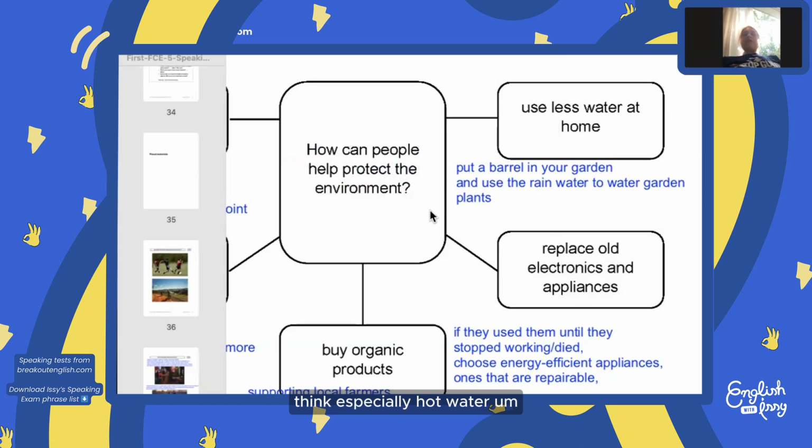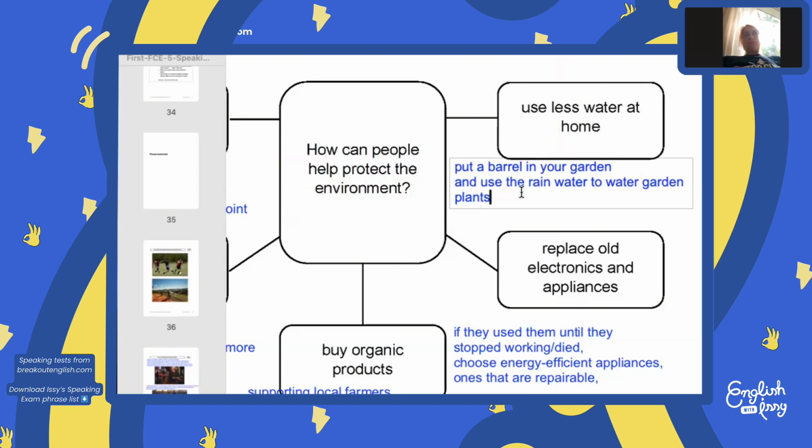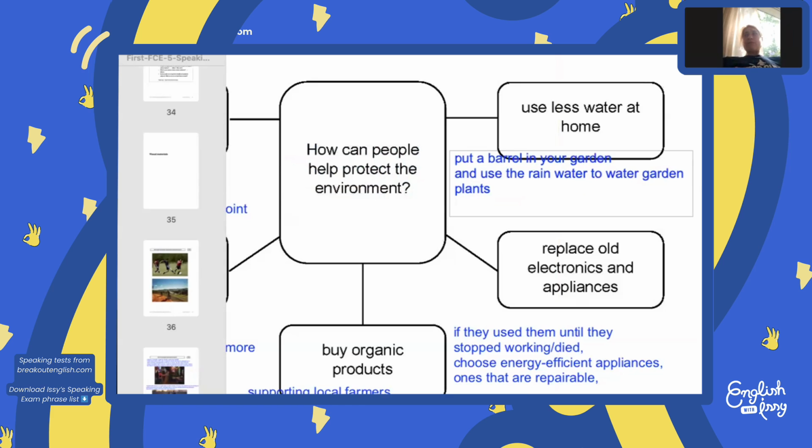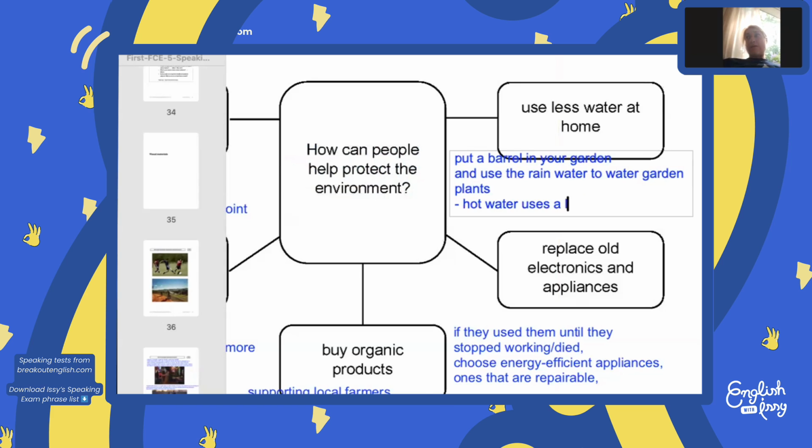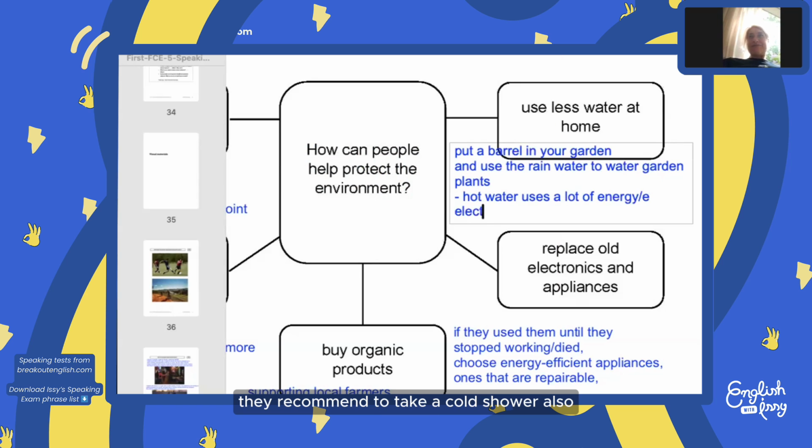I think especially hot water, you use a lot of fuel, or I don't know, electricity, energy. So maybe that's why they recommend taking a cold shower, also for this effect.